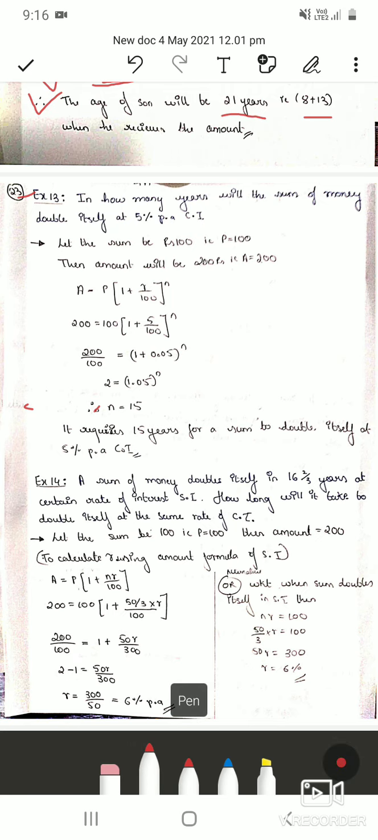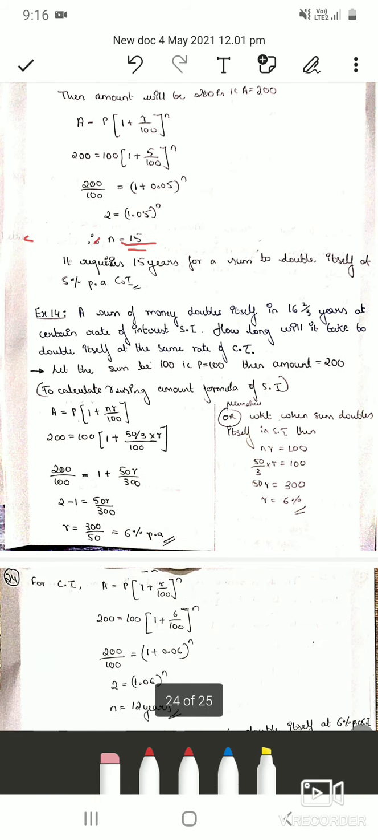You can take any value. You can take 125, 500,000, 10,000. You will get the answer as 15. So for an amount to double itself at 5% per annum, it is 15 years. So if the rate changes, then the number of years also changes.